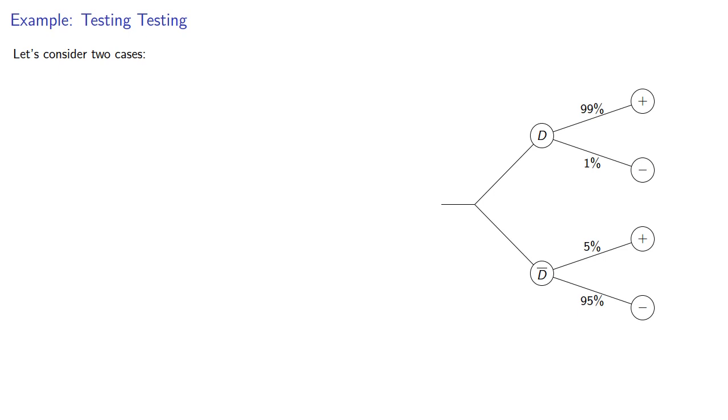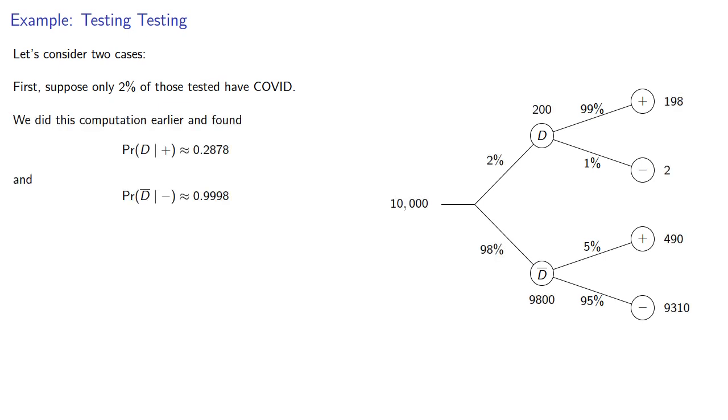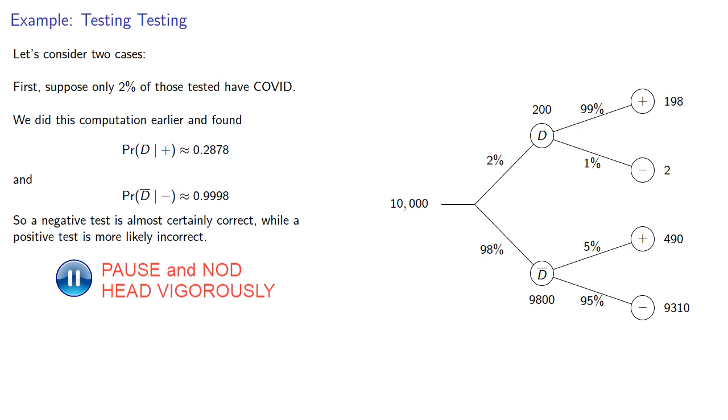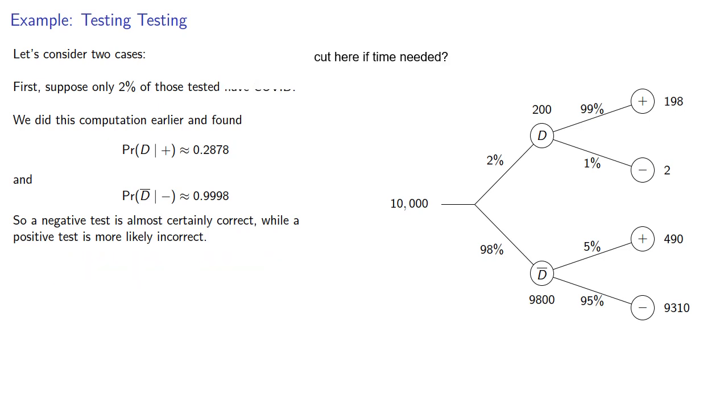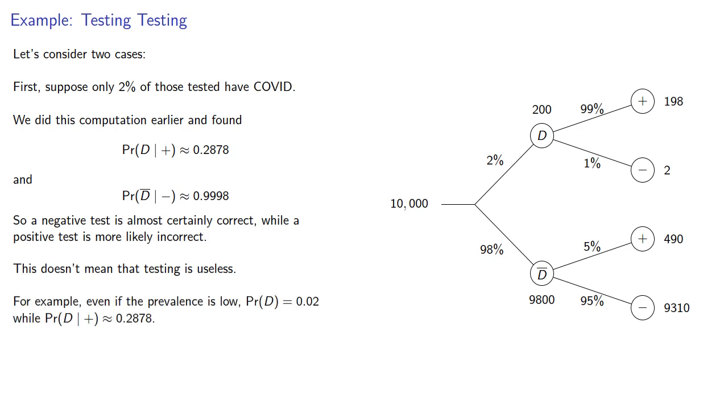So let's consider two cases. First, suppose only 2% of those tested have COVID. We actually did this computation earlier and found that a negative test result is almost certainly correct, while a positive test result is more likely incorrect. This doesn't mean that testing is useless. For example, even when the prevalence is low, the probability of having the condition is 2%, while the probability of having the condition given that there was a positive test result is significantly higher. So the positive test result did make us more confident that the condition was present.